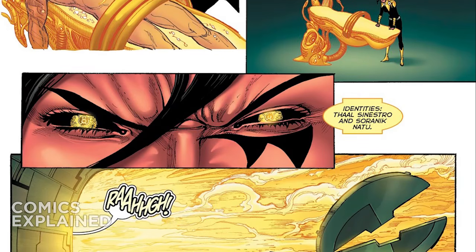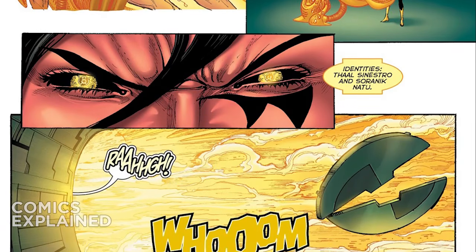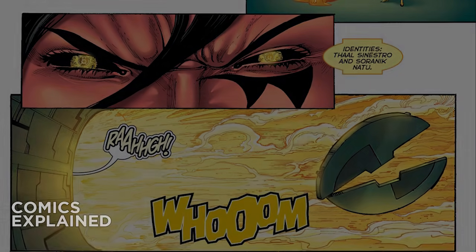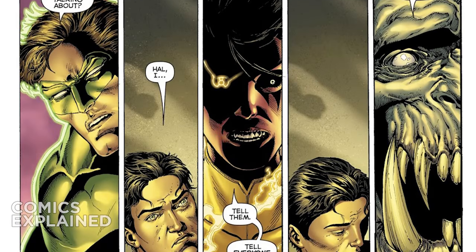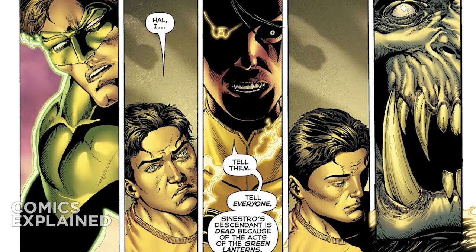and the fact that it was kept a secret from Saranik basically instilled a rift in them that was really almost incurable, insofar as Saranik Natu basically said the Sinestro Corps and the Green Lantern Corps will no longer be working together, we're leaving. They went off to their own sector of space.